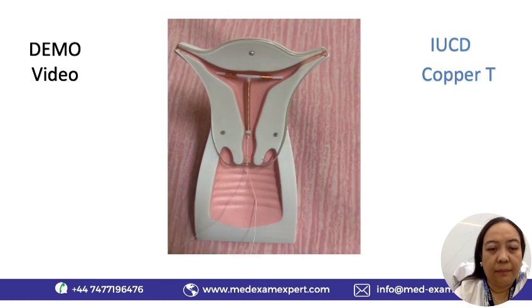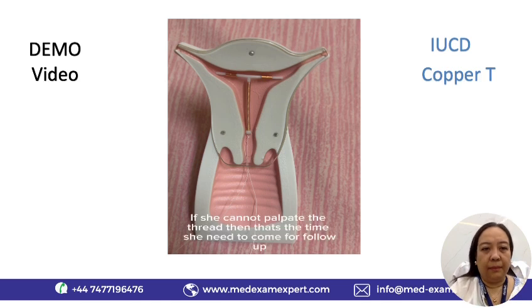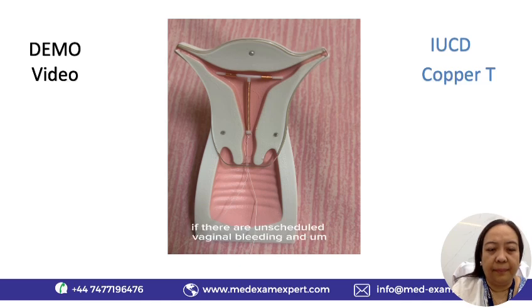And what is the advice that you should give to the patient? The patient should check the IUD regularly. If she cannot palpate the thread, then that's the time that she needs to come for follow-up. If there is unscheduled vaginal bleeding and or profuse vaginal bleeding, then she should also come for follow-up.